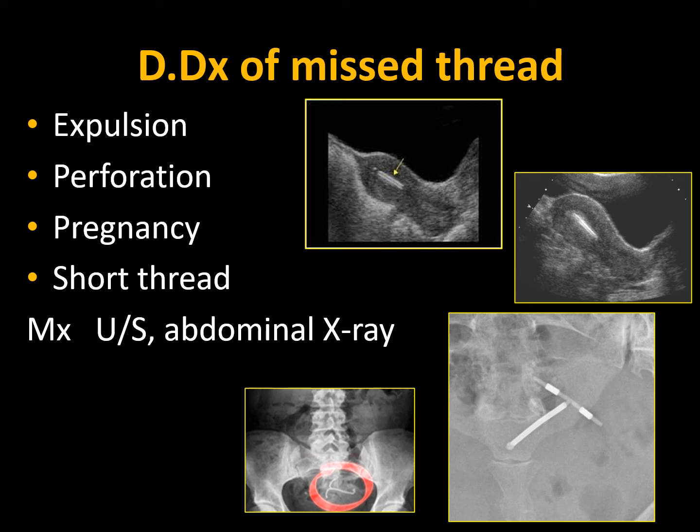When we insert the IUCD, we leave around 2 centimeters of the thread coming through the cervix, and this is needed for follow-up and to remove the IUCD. If you can't see the thread, then you have a differential diagnosis of expulsion, perforation, pregnancy, or short thread.